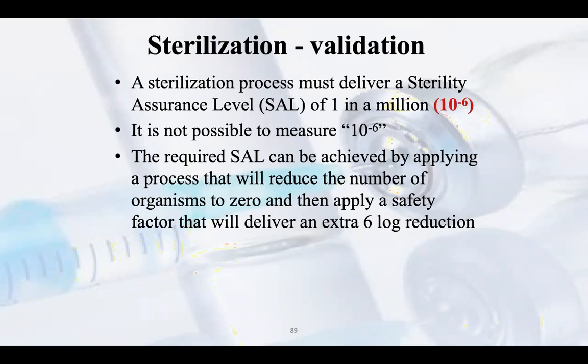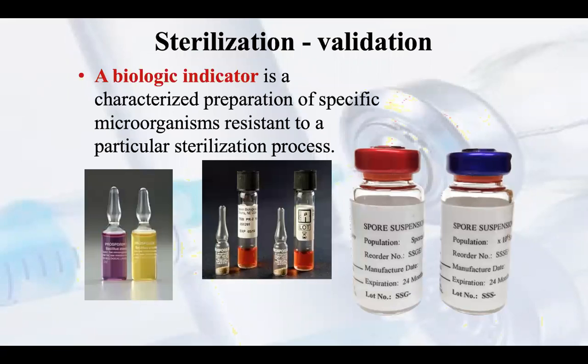It is not possible to measure 10 to the power minus 6. The required SAL can be achieved by applying a process that will reduce the number of organisms to 0 and then apply a safety factor that will deliver an extra 6 log reduction. They have to do the calculation. Validation: a biological indicator is a characterized preparation of specific microorganisms resistant to a particular sterilization process. So they have to apply these biological indicators. If they grow, it means organisms are there. If no growth, it means there are no organisms.